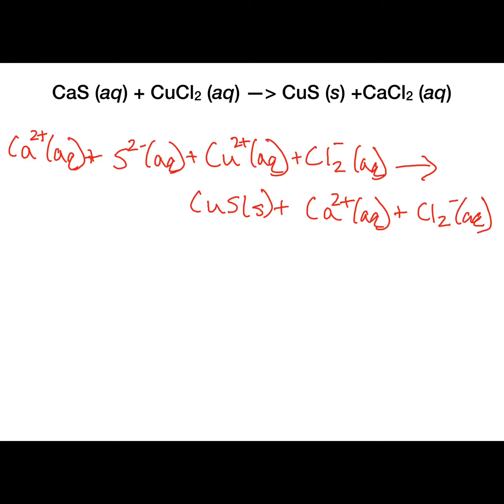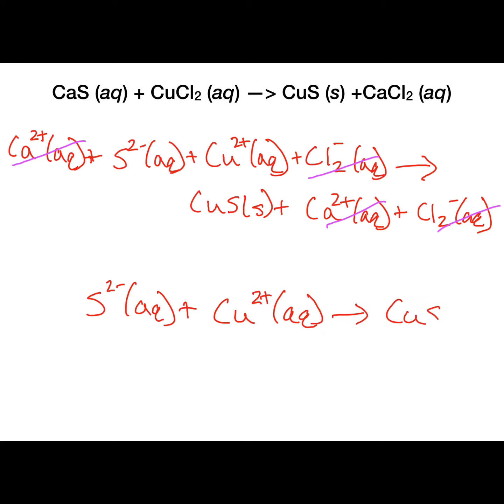Okay, so now for our net ionic equation, we're going to eliminate the spectator ions, which appear on the left and on the right. So we have Ca2+ on the left and on the right. We have our S2- just on the left, so that stays. And our Cu2+ also stays. And then our Cl2- will be eliminated. So we are simply left with S2- aqueous plus Cu2+ aqueous yields CuS solid.